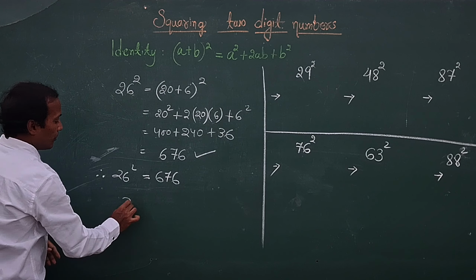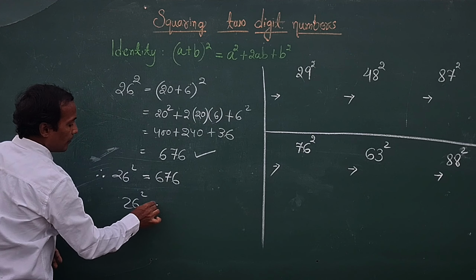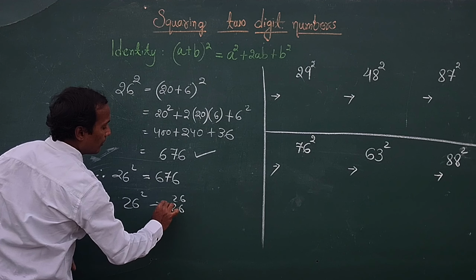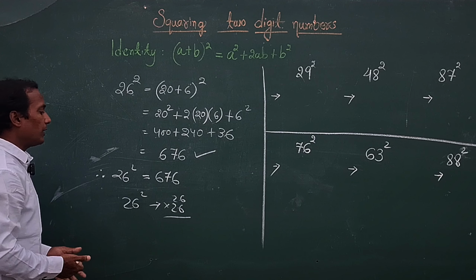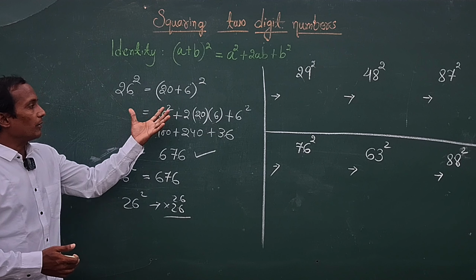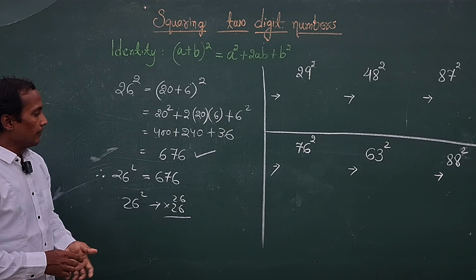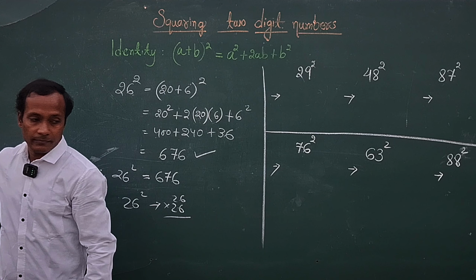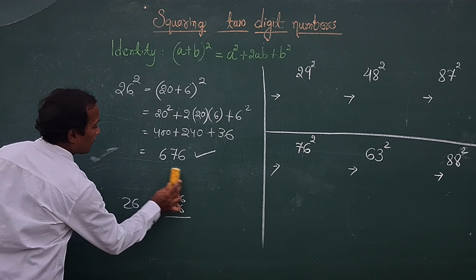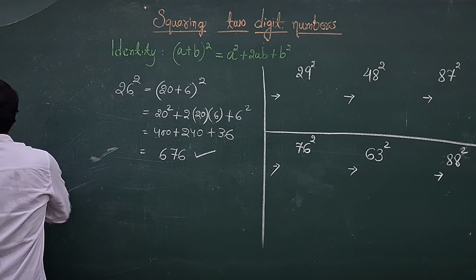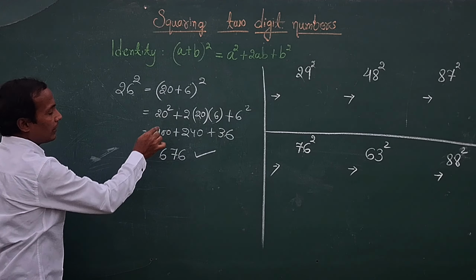Alright. Now I took a little more time while finding this. Probably you could find 26 square simply by multiplying 26 with 26 easily. Yes, that also can be done. So we will now try to make it faster. Okay, see. Closely have a look at this.